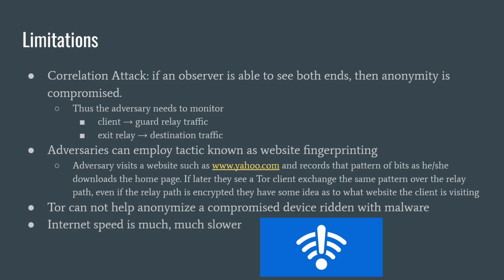So Tor can't help anonymize a compromised device ridden with malware because that device can see everything and just log everything on the screen. So it would not help if you have viruses or malware on your computer. And then obviously internet speed is much slower. We talked about this, as you have to jump through multiple hoops.